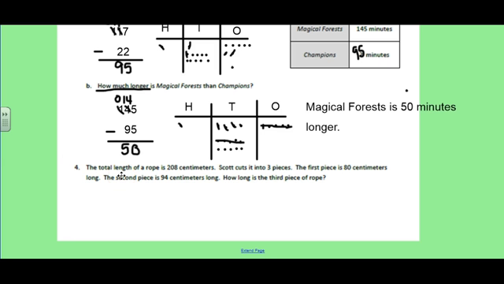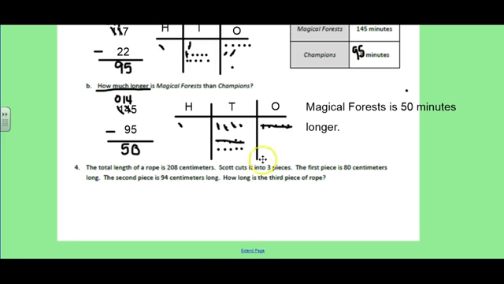It says the total length of a rope is 208 centimeters. Scott cuts it into 3 pieces. The first piece is 80, the second piece is 94, so we have to figure out how long is the third piece. So what we're going to have to do is put that first and that second piece together, see how long those two actually are, and if we take that away from the total length of the rope, the number that we have left will tell us how long that third piece is.